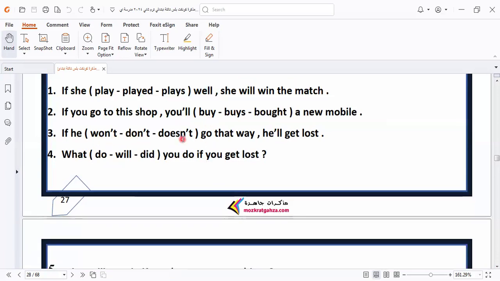If he doesn't go the right way, he will get lost. So here is will get lost. Will is used with the present form, so the answer in the first part will also be in the present form. Saying don't is wrong. Why? Because don't is for I, you, they and we. Here it is singular, and the negative for singular is doesn't. So the answer will be: if he doesn't go that way, he will get lost.